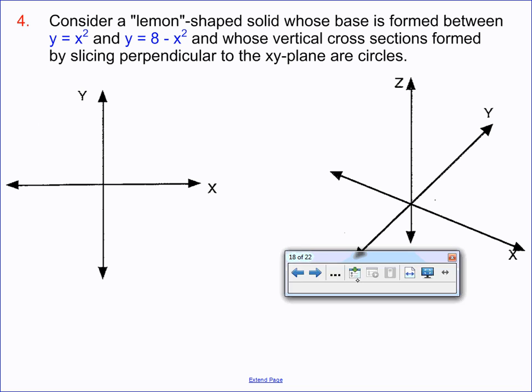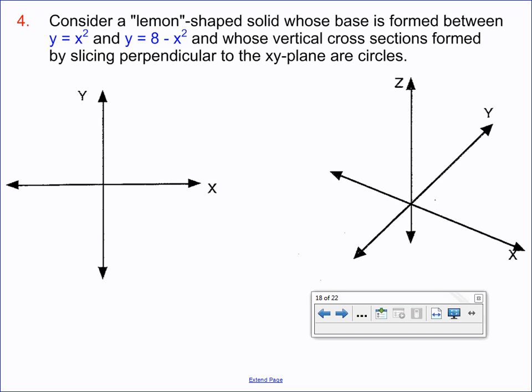All right, guys, one to go, and then we'll do closure. Consider a lemon-shaped solid whose base is formed between y equals x squared and y equals 8 minus x squared, whose vertical cross-sections are formed by slicing perpendicular to the xy plane, and they're circles. What? Well, we're going to try a setup here. We might have to cut out the last few to get to closure. So this is again a stretcher. We're going to do another day with volume. So don't think that we have to have it all ironed out today. But here we go. So 8 minus x squared.